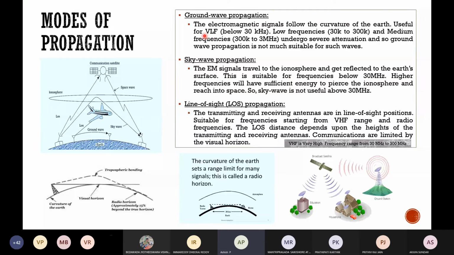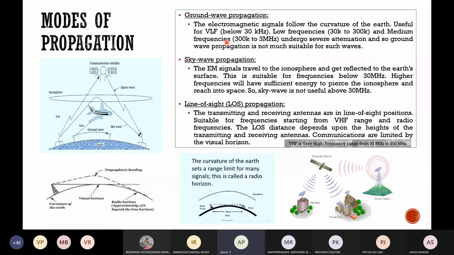So it is suitable for frequencies which are below 30 kilohertz. These are very low frequencies. And if you slightly increase the frequencies, then they undergo severe attenuation, so ground wave propagation is not possible. If you have very low frequencies, then they can follow the Earth's curvature and propagate through the ground wave propagation mechanism.